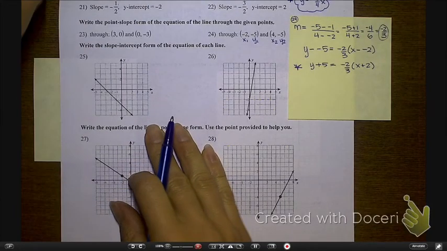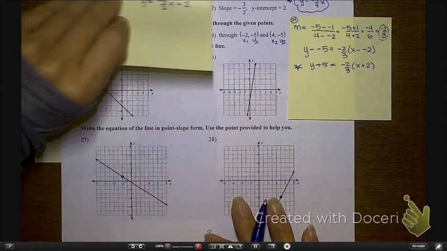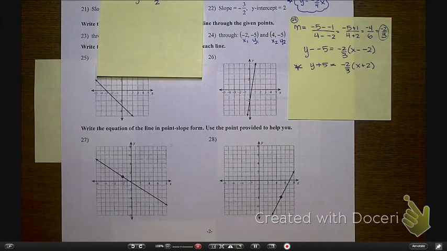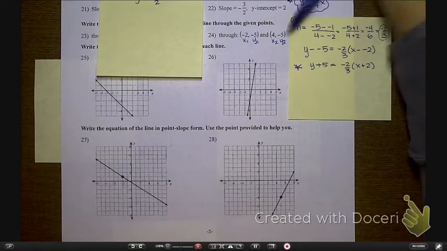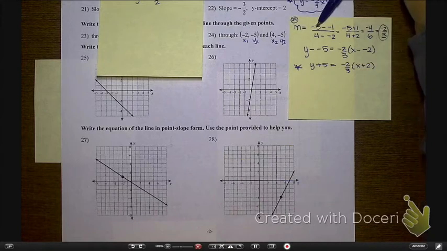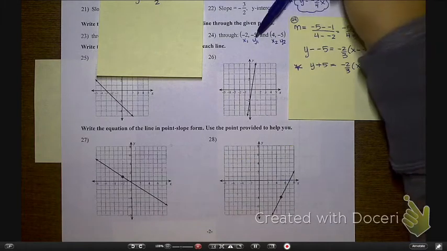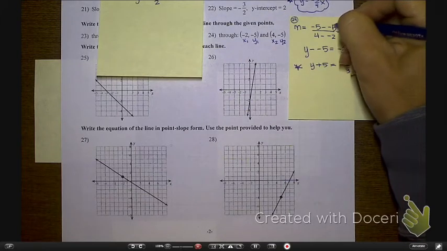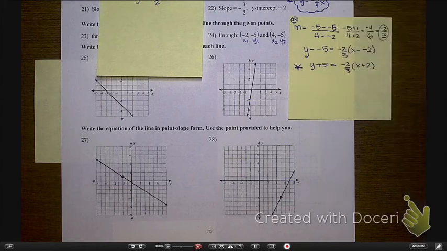Where did I get the 1? Was there not a 1 in there? Where did I get the 1 from? I don't know. Let's check. Okay, let's check our work. So y2 minus, what was y1? It's supposed to be negative 5. This is supposed to be a 5 here. Thank you for catching that.